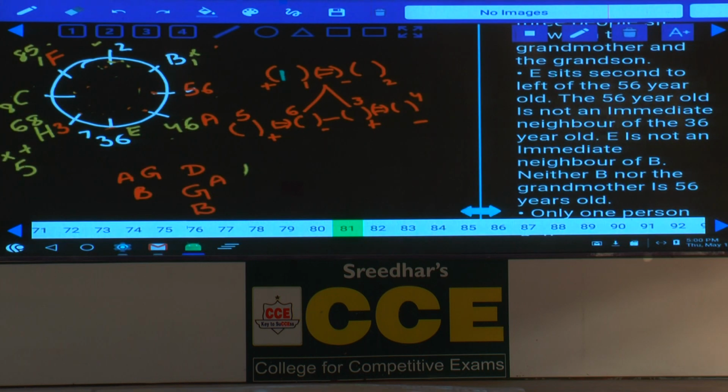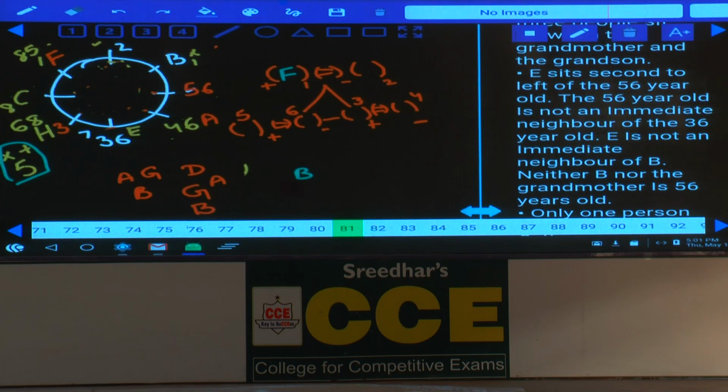We have placed this F here, and A is 46 years old. A is 46 years old means G and B, both these two persons, must be younger than this one. As A is 46 years old, what should the position of this A be? Where should this A be? Now H cannot be 5, isn't it? Now this H cannot be here. Then F is here.